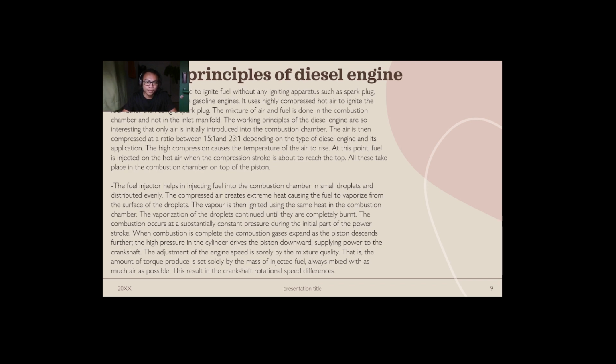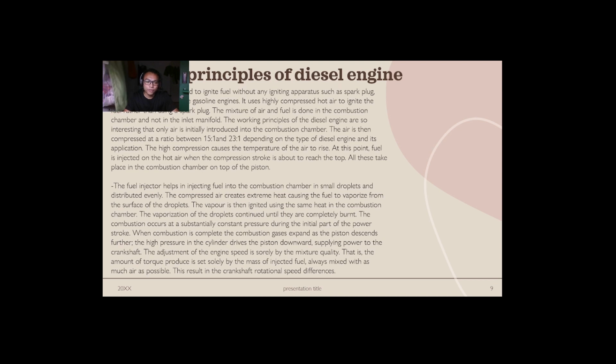All this takes place in the combustion chamber on top of the piston. The fuel injector helps in injecting fuel into the combustion chamber in small droplets, distributed evenly. The compressed air creates extreme heat, causing the fuel to vaporize from the surface of the droplets. The vapor is then ignited using the same heat in the combustion chamber. The vaporization of the droplets continues until they are completely burned.